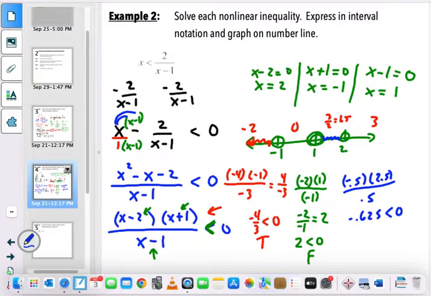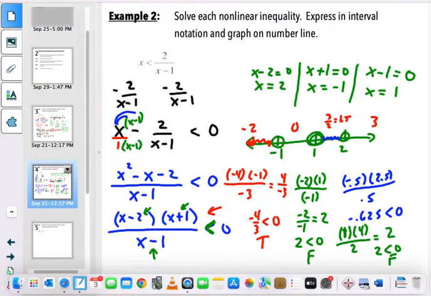All right, and then our last one here is to check 3. I kind of ran out of board, so I'm going to come down here. So I've got 3 minus 2, there is 1. 3 plus 1, there is 4. 3 minus 1, there is 2. So 4 divided by 2, there is 2. Is 2 less than 0? That's false. So I'm not going to shade in that portion.